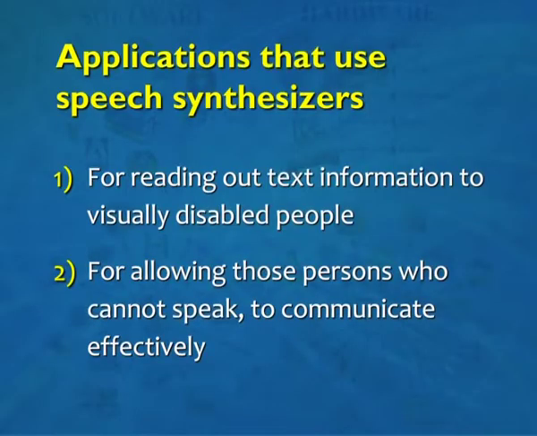For example, we can scan a recently published book using a scanner, convert it into text using OCR software, and then a speech synthesizer can read it out to visually disabled people. It is also used for allowing those persons who cannot speak to communicate effectively. For example, such a person simply types the information and the speech synthesizer converts the typed information into spoken words.